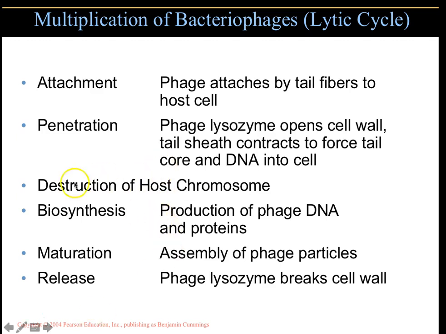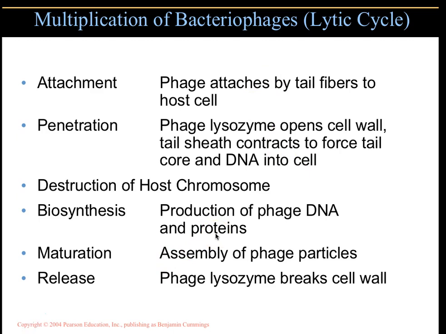So the first thing that it's going to do once it takes over the cell is to do biosynthesis. So the instructions that are encoded in that bacteriophage or virus are going to now take over and instruct the cell to synthesize as many of its parts as it possibly can. So it produces more DNA, and it produces all kinds of proteins, like the head proteins, the tail fiber proteins.